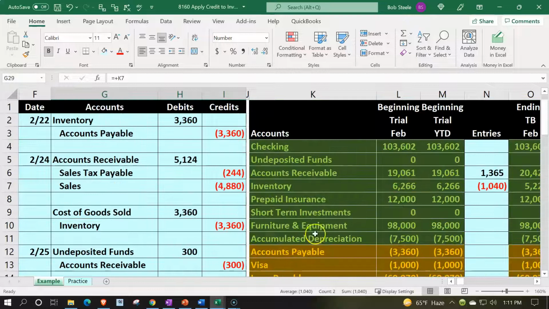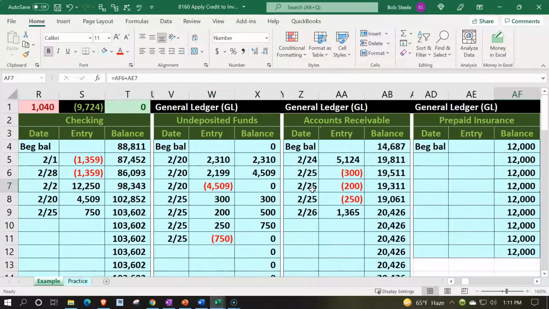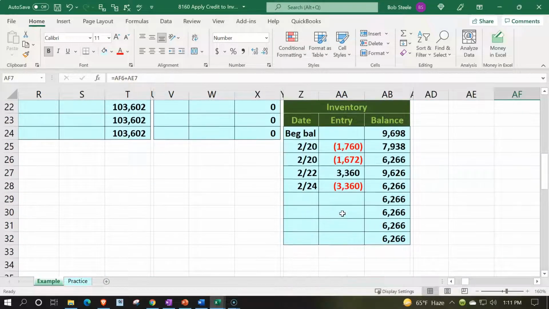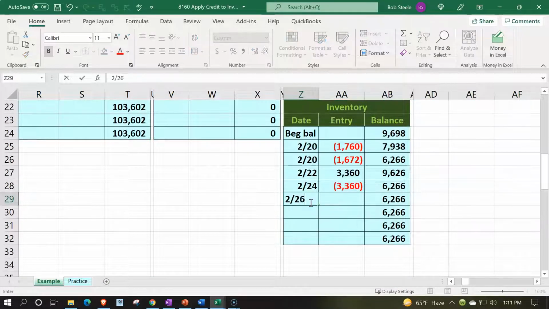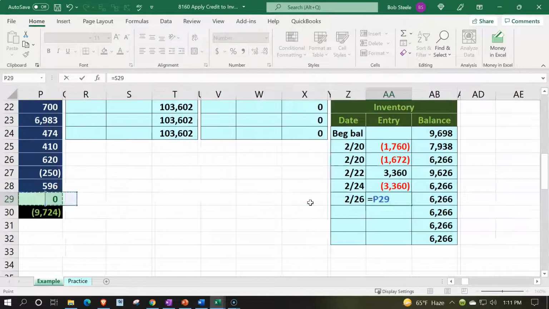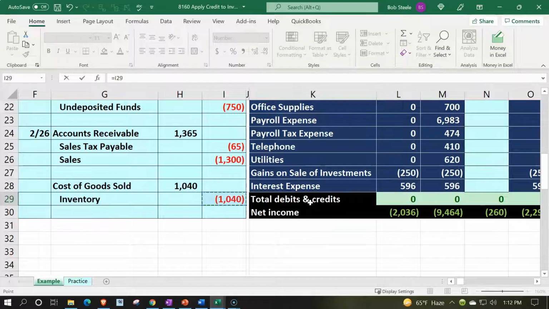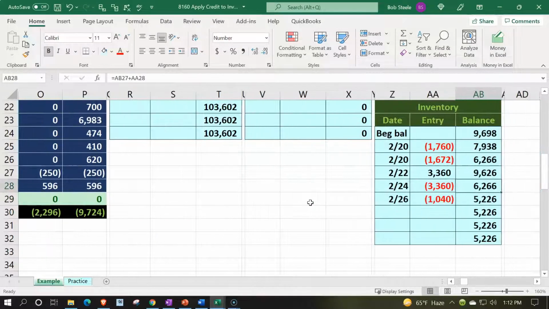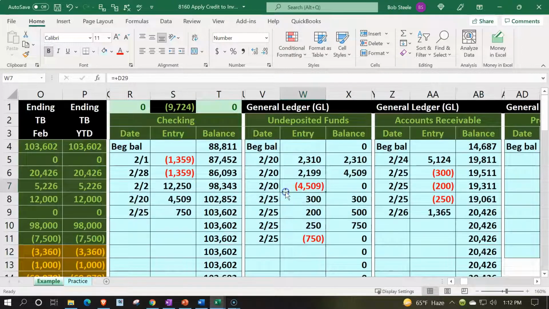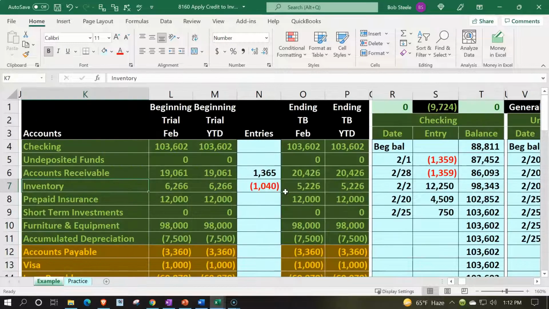So now we're on the inventory. That's going to be the fourth account. That's the one that's hidden down below, I think. It's down here somewhere. Yep. On Z29, we're looking at 226. And then in AA29, equals, left till we hit that wall, we're looking at 1040. So now we're down to the 5226. That 5226 also on the trusty trial balance, 5226. We're back in balance in the GL up top.